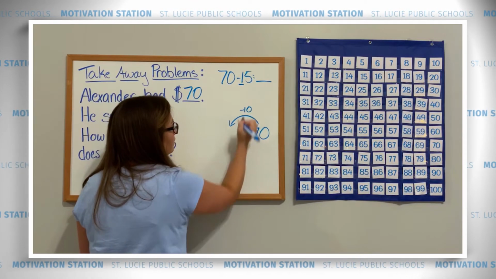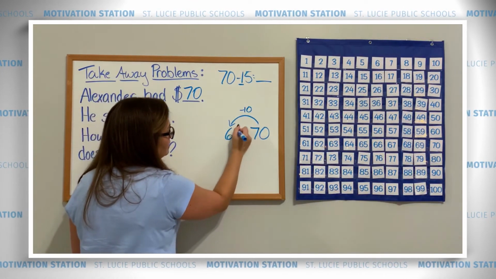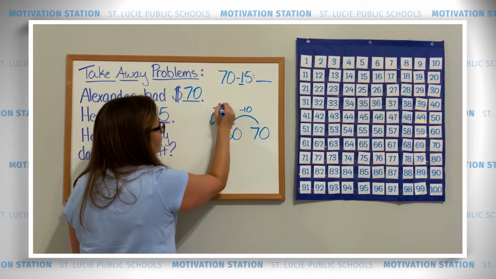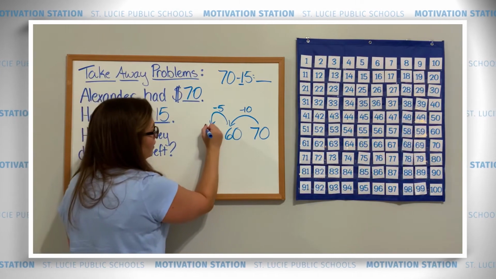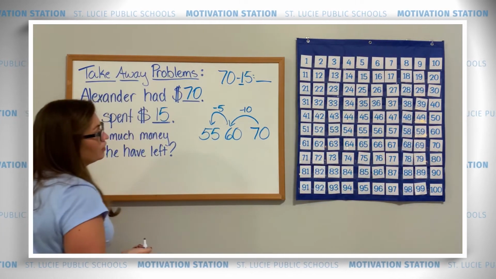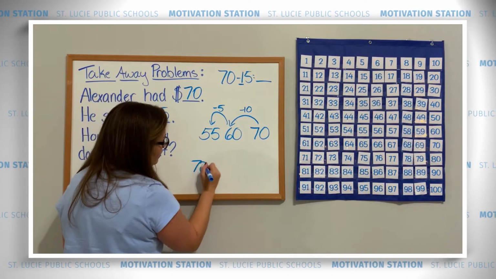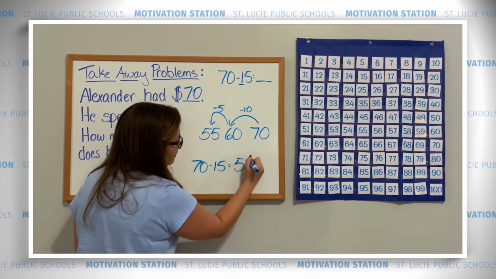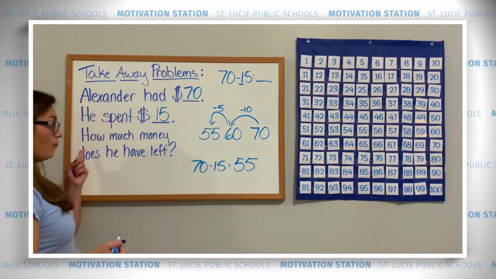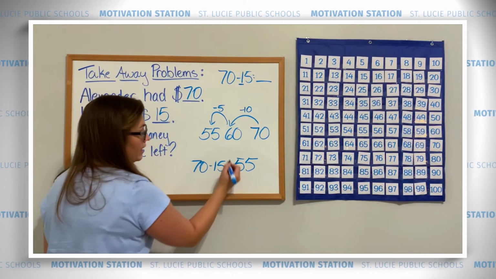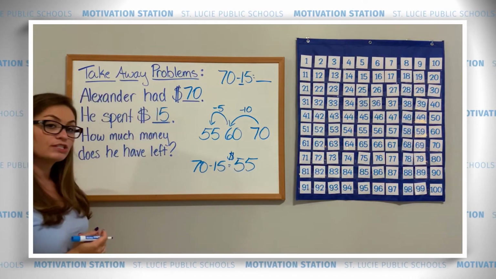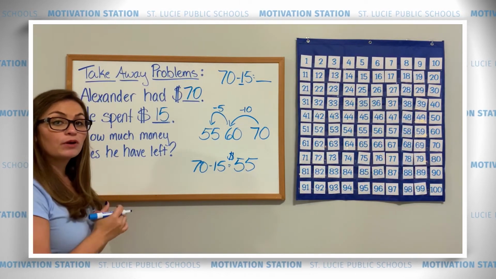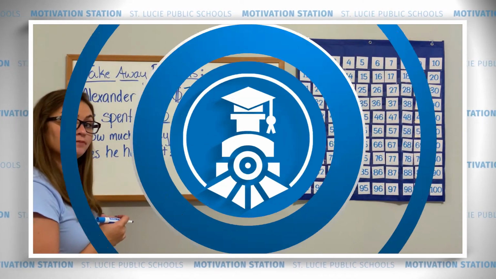So let's start with our tens. We subtract 10. 70 minus 10 is 60. Now we need to subtract the ones. So we take away 5. 60 minus 5 is 55. So 70 minus 15 equals 55. How much money does he have left? He has $55 left. That's our takeaway problem. Now we're going to look at a comparing problem.